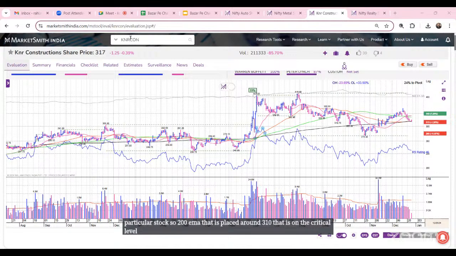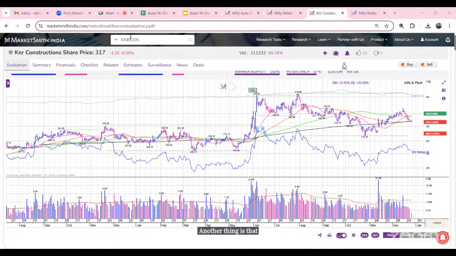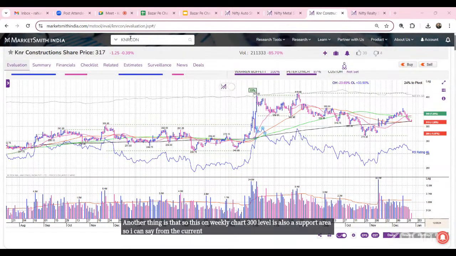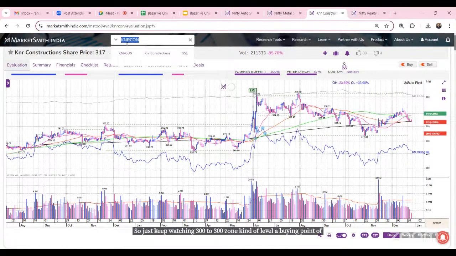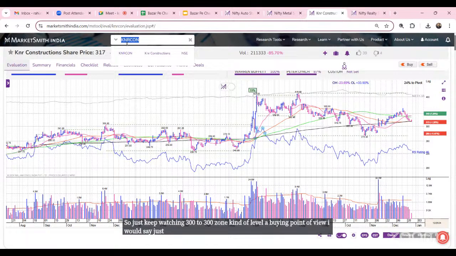Another thing is that on the weekly chart the 300 level is also a support area. So I can say from the current level 300 to 310 is a critical level to watch. Suppose it holds that level, maybe a bounce back will happen. Otherwise, more negativity may come in coming days. So just keep watching the 300 to 310 zone. From a buying point of view, I would say just follow a wait and watch policy in this particular stock at the current point of time.